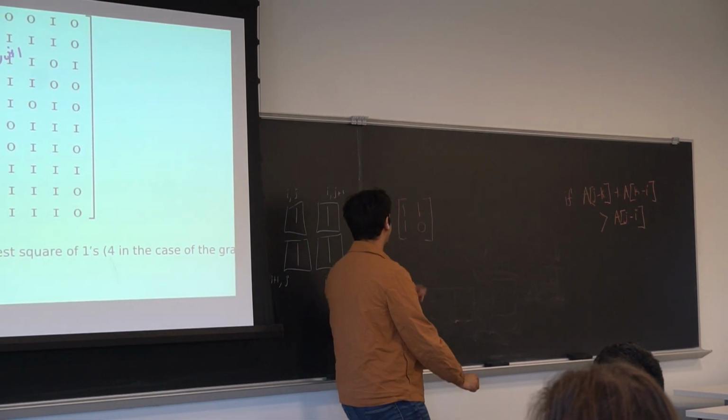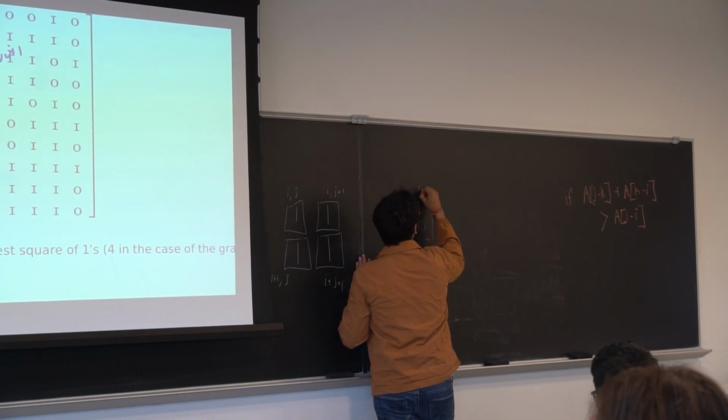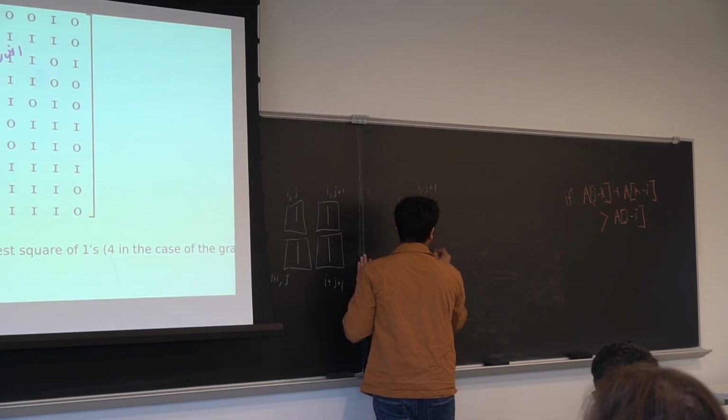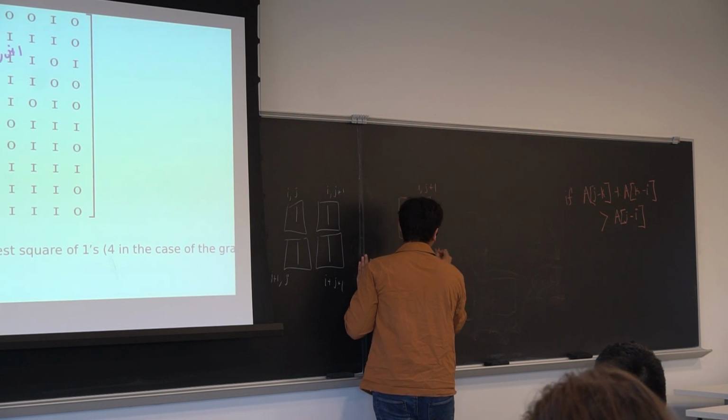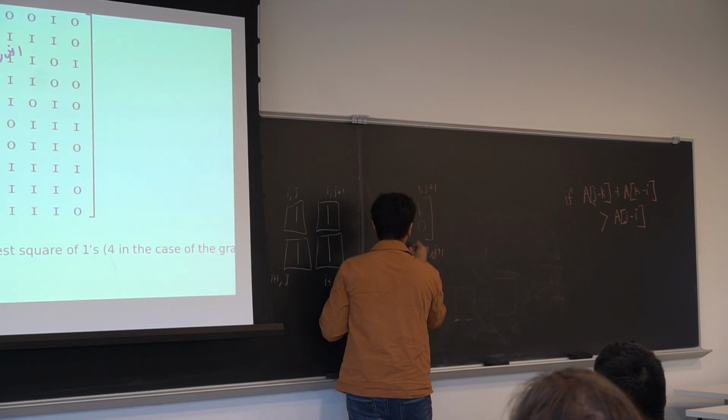So again, smallest case possible. And I want to quickly label this as i comma j plus 1. This is i plus 1, j plus 1. This is i plus 1 comma j. And this is ij.